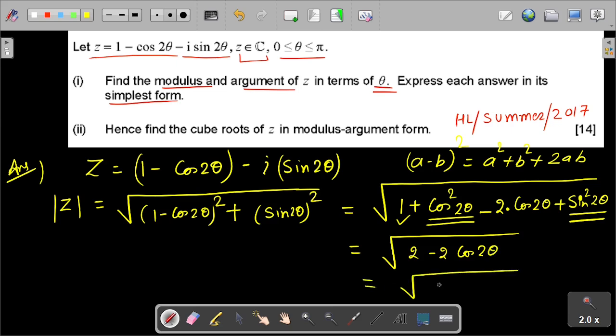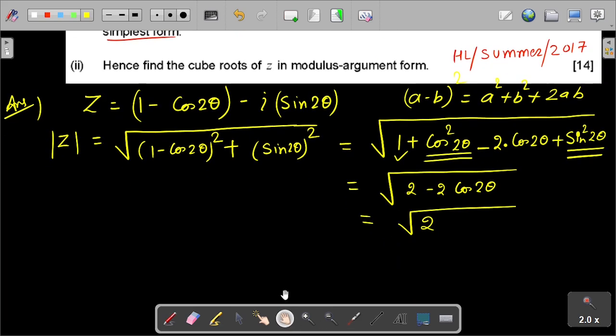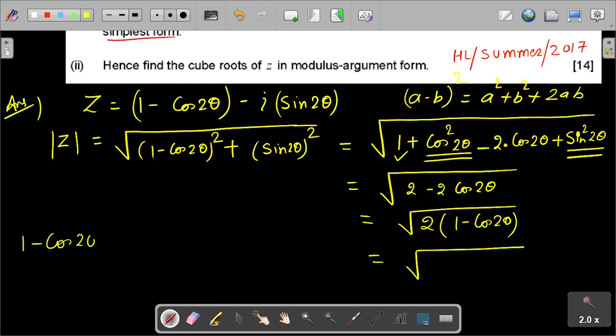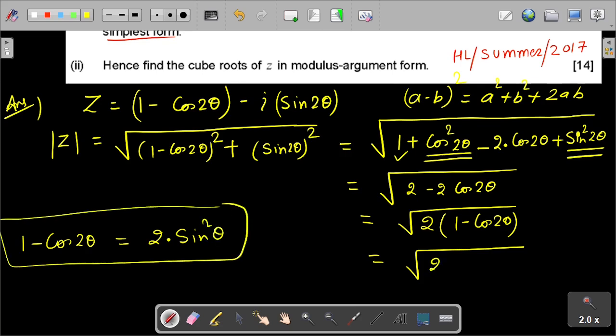So from here we can take 2 as common and write this as 2 times (1 - cos 2θ). And we have a formula: 1 - cos 2θ is equal to 2 sin square θ. When we apply this formula, we can write 1 - cos 2θ as 2 sin square θ. So this 2 will come outside of the square root and sin square θ will give us sin θ. So this is the modulus of z, and this is in its simplest form.